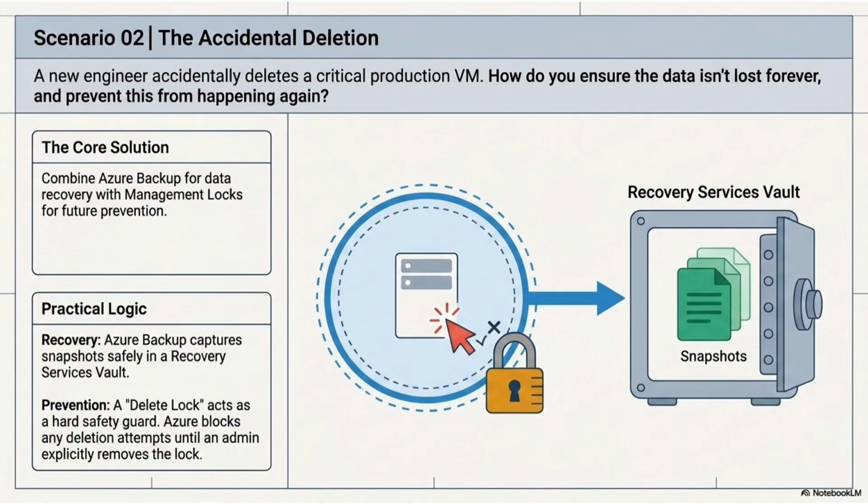Azure Backup takes regular snapshots of your data and stores them safely in a recovery services vault. Even if the virtual machine vanishes, the data remains intact in the vault. Meanwhile, the delete lock acts like a safety guard. If someone clicks delete, Azure blocks the action until an authorized administrator manually removes the lock first.